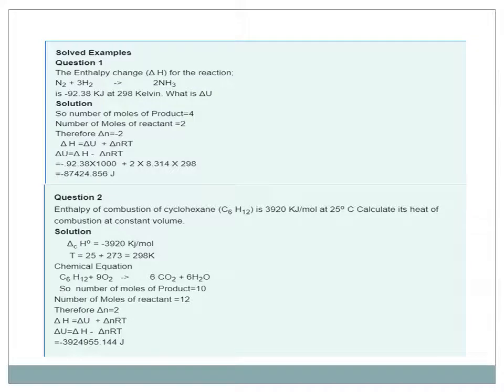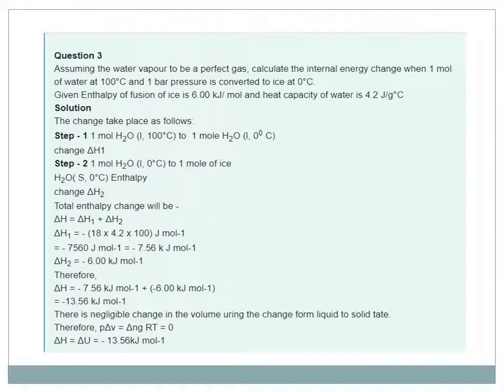3924955.144 joule. Third question. Assuming the water vapors to be a perfect gas, calculate the internal energy change when 1 mole of water at 100 degrees Celsius and 1 bar pressure is converted to ice at 0 degrees C. Given enthalpy of fusion of ice is 6 kilojoule per mole and heat capacity of water is 4.2 joule per gram degree Celsius. Solution is in front of you.